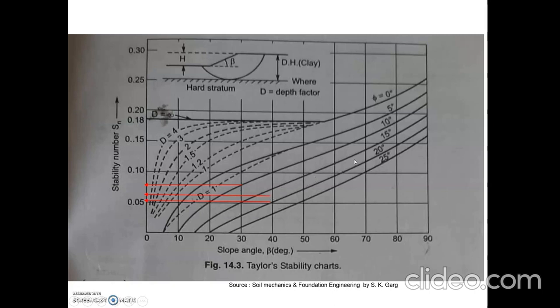Similarly, for intermediate values of phi, for example, if you want to find the stability number for phi equal to maybe 16 degrees and beta equal to 40 degrees, we can even find out the stability number. So this is how we can find out the value of Sn, by knowing the value of phi and by knowing the value of beta.